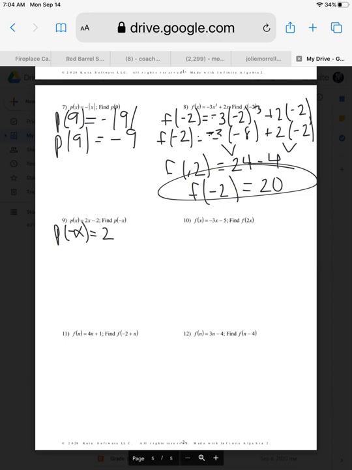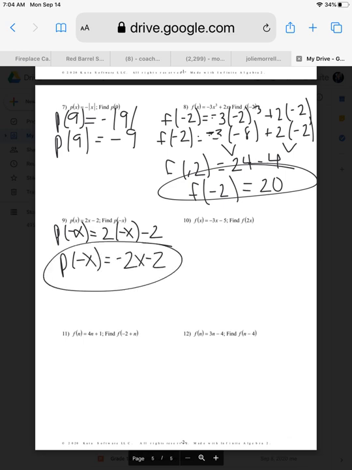I know I did this one, so I'm going to go through it quick. Okay? -2x minus 2 is my answer. That just stays like that, okay? Don't be afraid because it isn't a number. Okay? You can't simplify this anymore. Same thing with the next one.